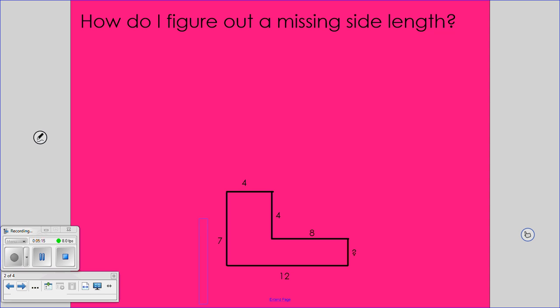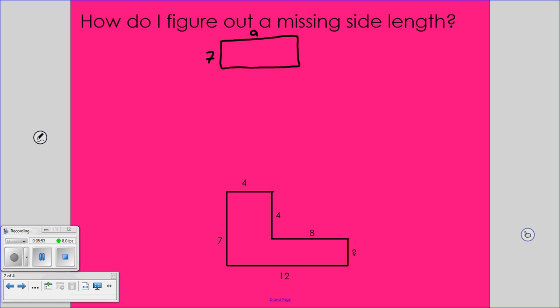We're not going to worry about this shape down here yet. How do I figure out a missing side length? So let's imagine I have my same shape that we just did. I had a 9 and a 7, right? But I didn't have my bottom side, I didn't have my right side. How do I figure out a missing length? I don't know what the bottom one is, and I don't know what the right one is. How do I figure out those missing sides?